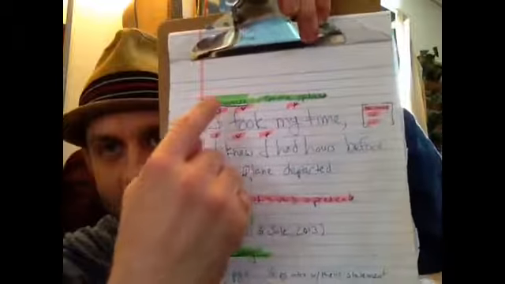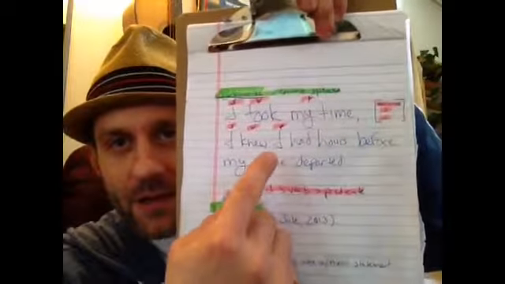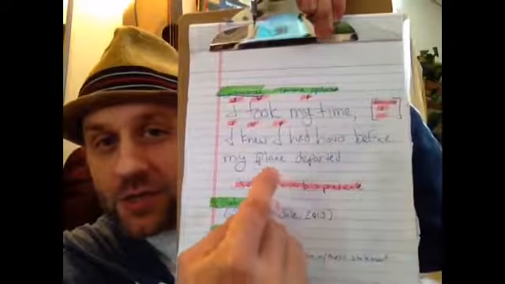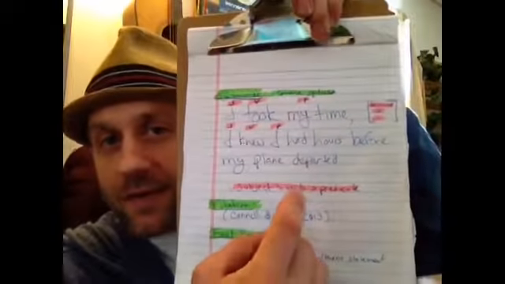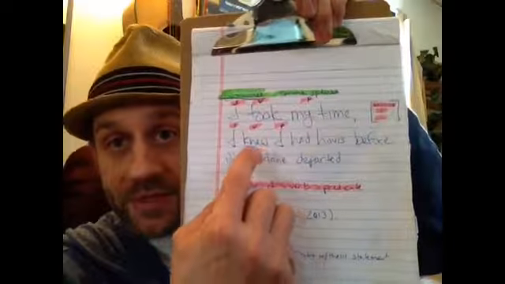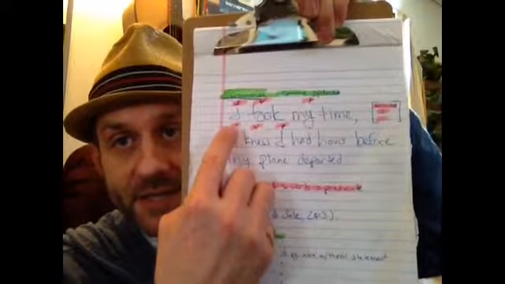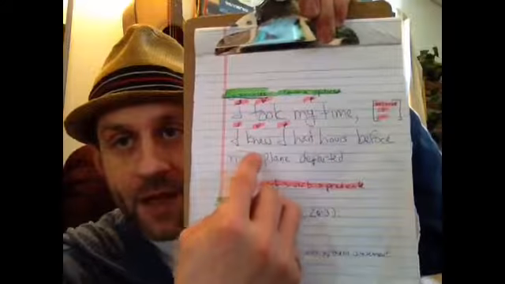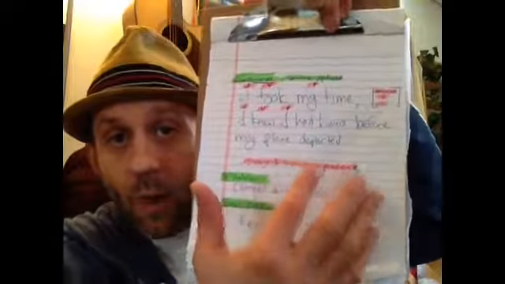Alright, so comma splices. A comma splice occurs when you've got too many ideas crammed into a sentence without enough punctuation in the proper place. And excuse my handwriting, please, but take, for example, this sentence here. I took my time. I knew I had hours before my plane departed. Okay, why is it wrong?